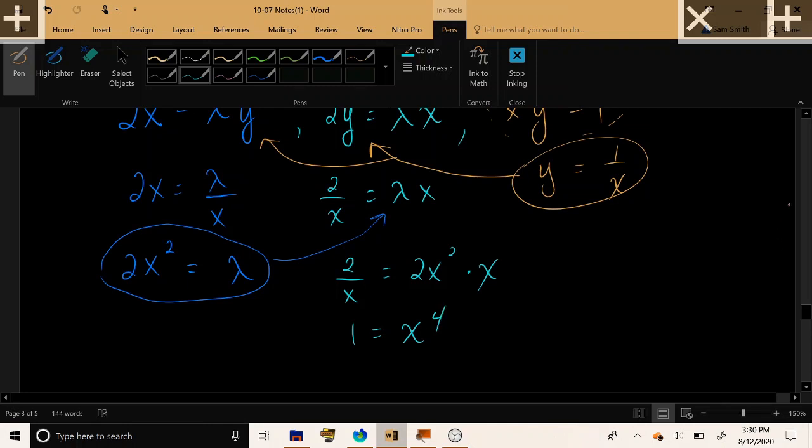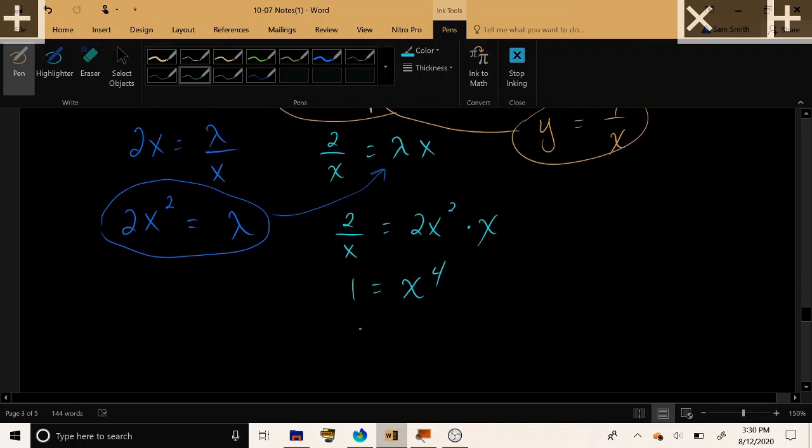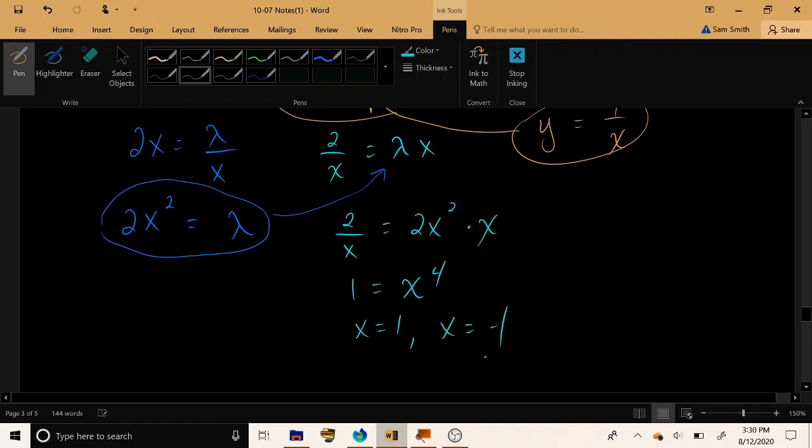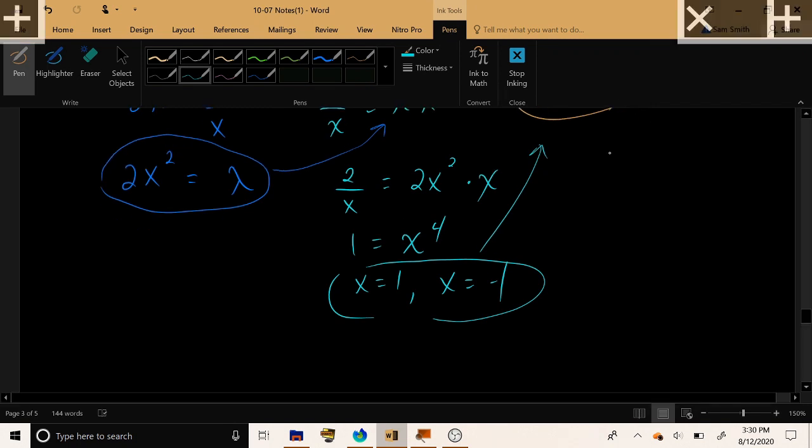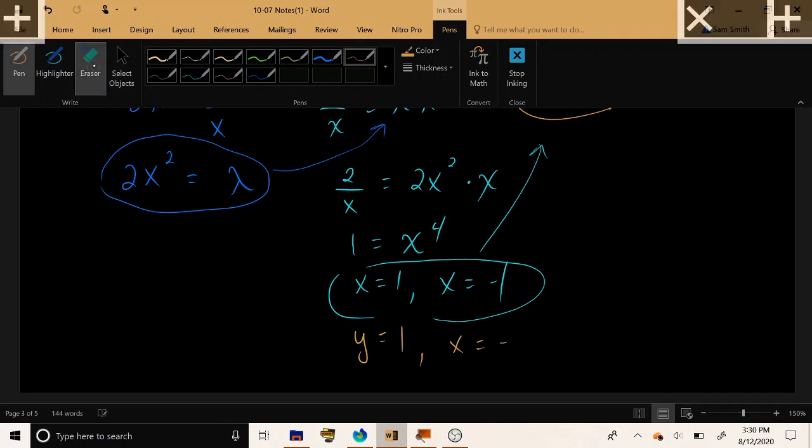And there are only 2 real numbers which do that job, x equals 1 and x equals minus 1. Well, having found that, let's go ahead and find the corresponding y values with the relationship y equals 1 over x. If x is positive 1, then the y must be positive 1 as well. And if x is equal to negative 1, the reciprocal will also be negative 1.